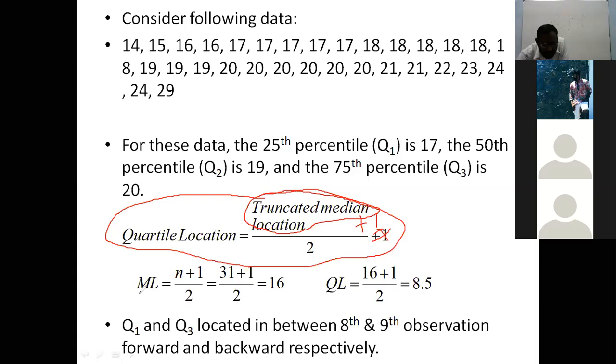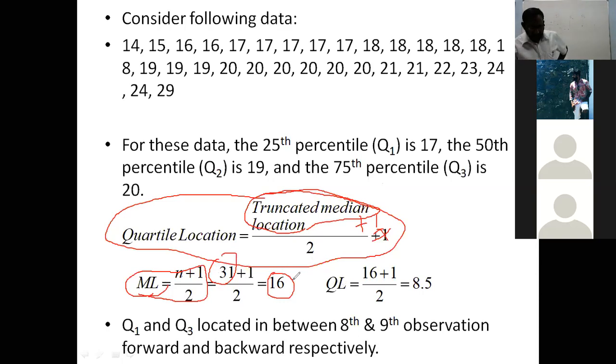So median location, right? What is median location? Yeah, 31 data set is there. Median location we learned already. That is normally n plus 1 divided by 2, that is the total number of observations plus 1 divided by 2. Can you remember that? That is the time when we talked about median, we discussed that. So median location is n plus 1 divided by 2. So n is 31, plus 1 divided by 2, that is 16. Right?